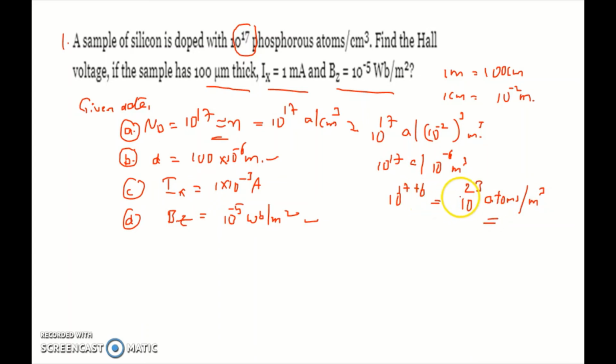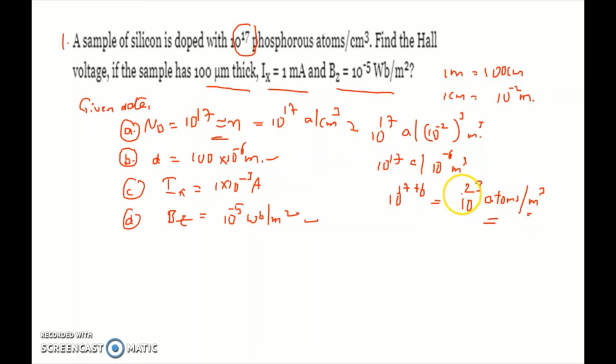Is it clear? So finally, it is given as 10 power 17 atoms per centimeter cube, and we have to convert this into atoms per meter cube. As we know, 1 centimeter is equal to 10 power minus 2 meters. So in the place of centimeter I substitute 10 power minus 2 meters, and it becomes a meter cube. Here it becomes 10 power minus 6. If I bring this 10 power minus 6 to the numerator, then I will get 10 power 17 plus 6, that becomes equal to 10 power 23 atoms per meter cube. Now everything is in the meter cube.